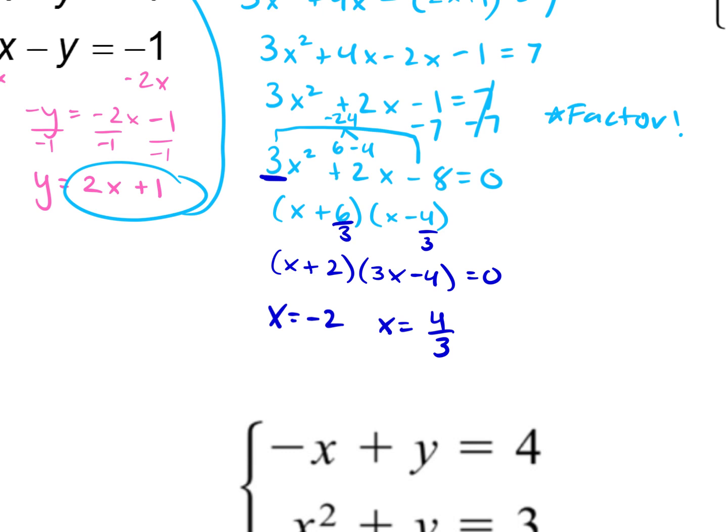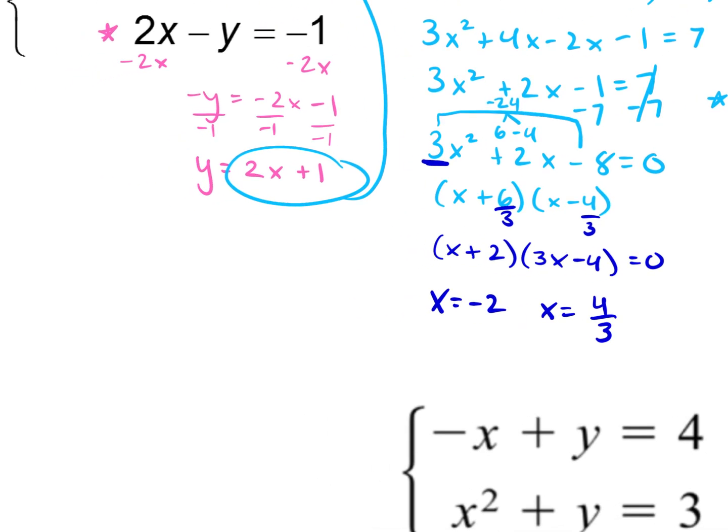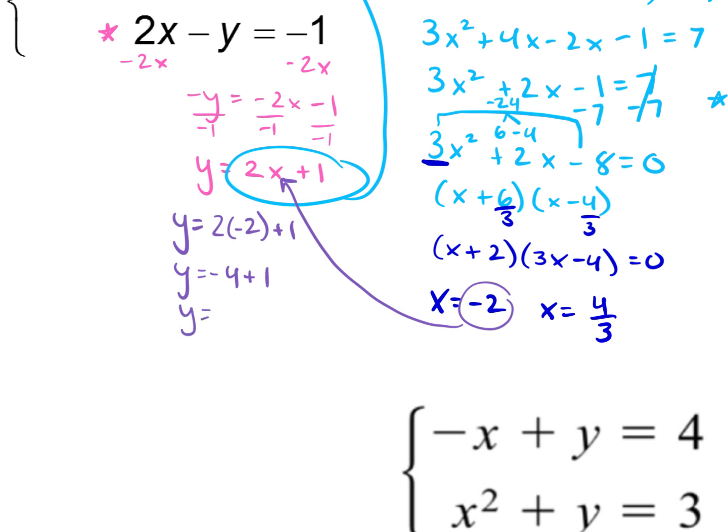Now we have two answers for x, so we're going to have two answers for y. So we have to plug both of them in separately. So let's start with negative 2. I'm going to plug it in here. So we have y is equal to 2 times negative 2 plus 1. y is equal to negative 4 plus 1. What's negative 4 plus 1? Negative 3. So our first answer here is going to be, what did we plug in for x? Negative 2 comma negative 3.